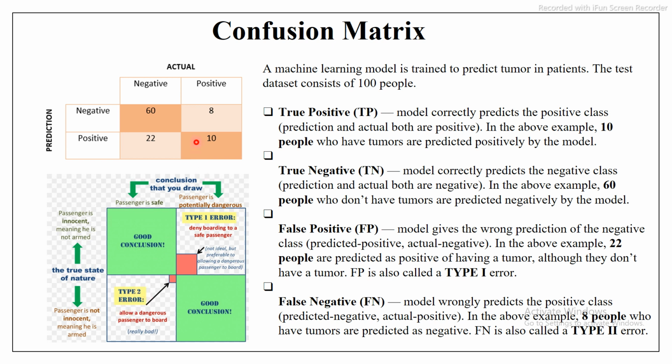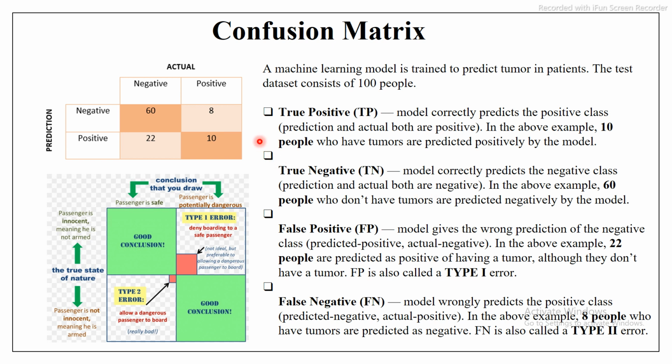Here, if you see, the 8 and 22 are problematic. Those are the misclassified cases. The 60 and 10 are the correct classifications. So these two are not the problem, but the off-diagonal 8 and 22 are problematic. Let's say a person doesn't have the disease but is predicted as positive, that is not the main problem, but this one, 8, is problematic. So this is how you can interpret it.